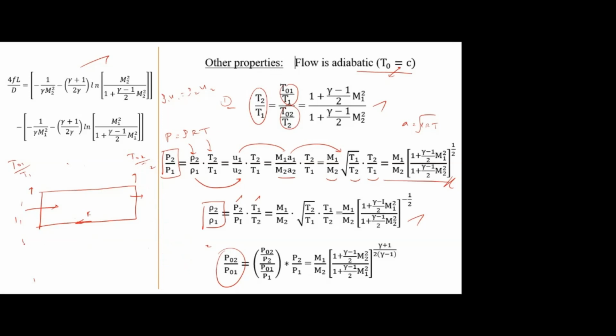So in station 1, I am going to find P01 by P1 using the isentropic relation. Then at station 2 also, using the isentropic relation, I am going to find P02 by P2. Then already I found P2 by P1. Using these three, I am going to find P02 by P01.